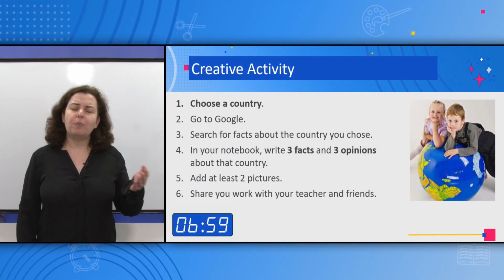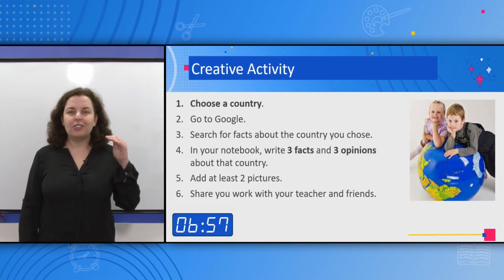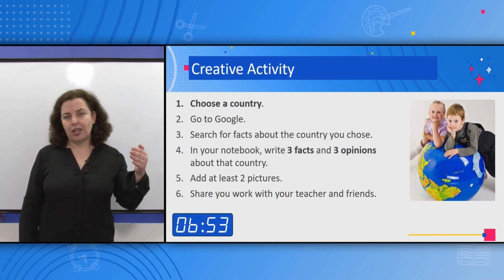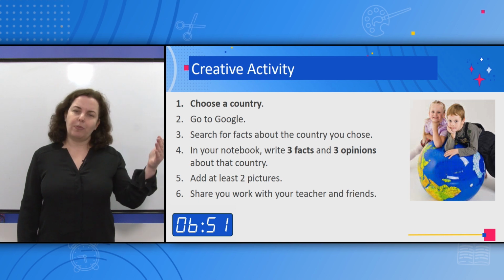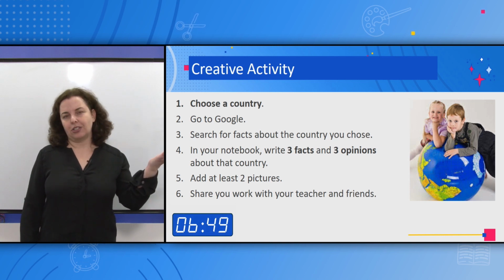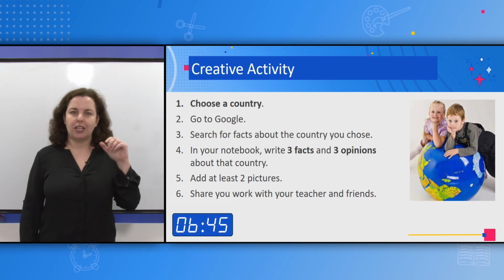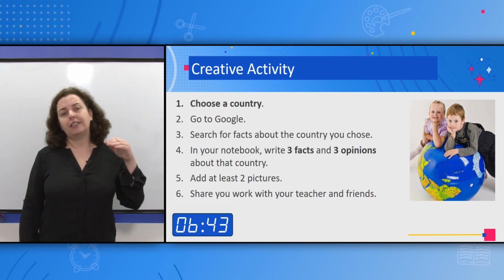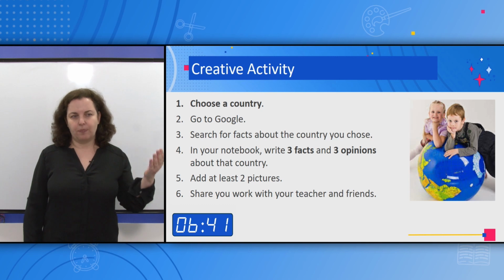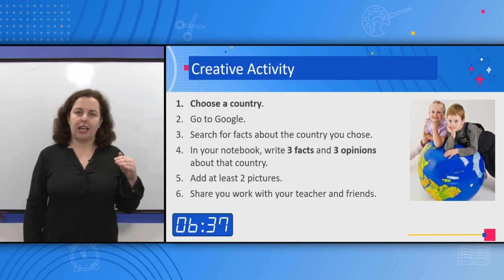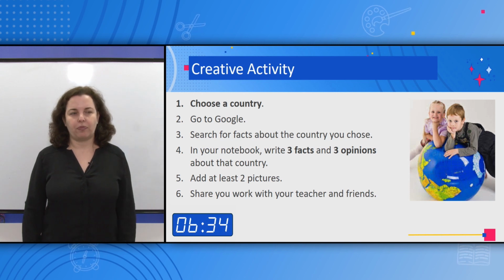Everyone, I hope you managed to even just start this activity. But as you can see, the timer is still running, but don't worry. After my lesson is over, you can continue doing this activity. It's a very interesting, creative activity. So take a picture of this slide and continue after my lesson today, okay? Take a picture and continue after.